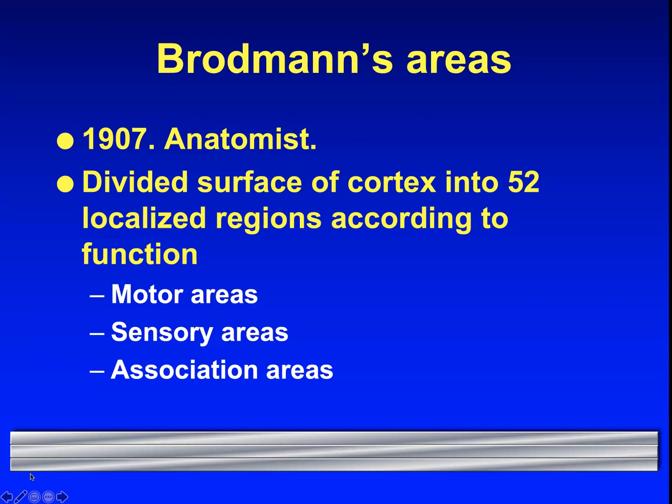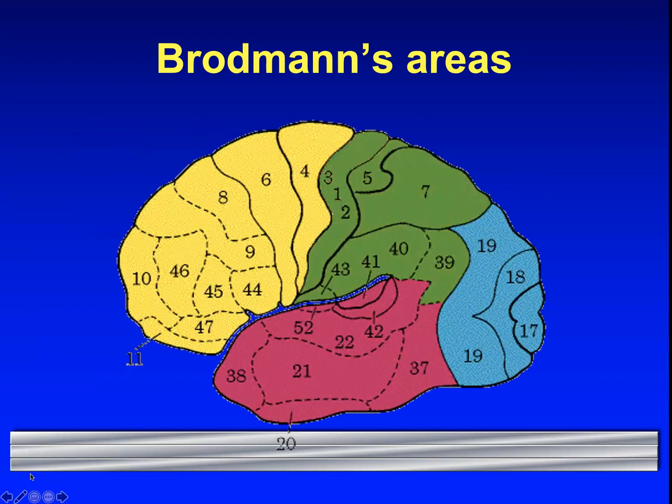Brodmann was an anatomist, and in 1907 he mapped out different areas of the brain. He divided the surface of the cortex into 52 specific regions according to what their function is. Some of these are motor, some sensory, and some are what he calls association areas, kind of putting together a little bit of sensory and motor. And here is what it looks like. So these are Brodmann's areas.